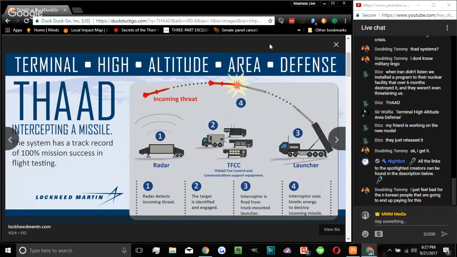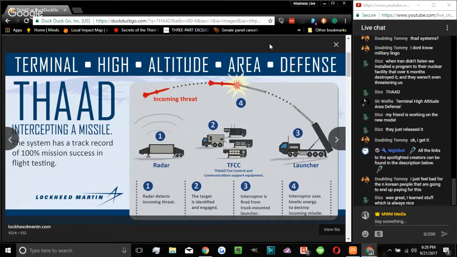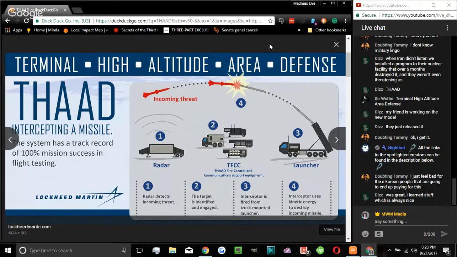I just feel bad for the North Korean people that are going to end up paying for this. They already are paying for it. They're paying for it daily. They probably don't get even 15% of the goods manufactured worldwide that we get. They went from being a poor, war-torn country to a dirt-poor, beat-up country, basically stuck behind a man who is bound and determined to drag his people into hell.